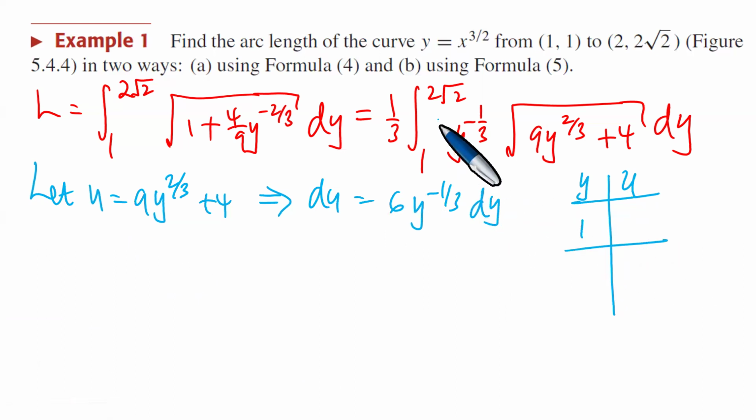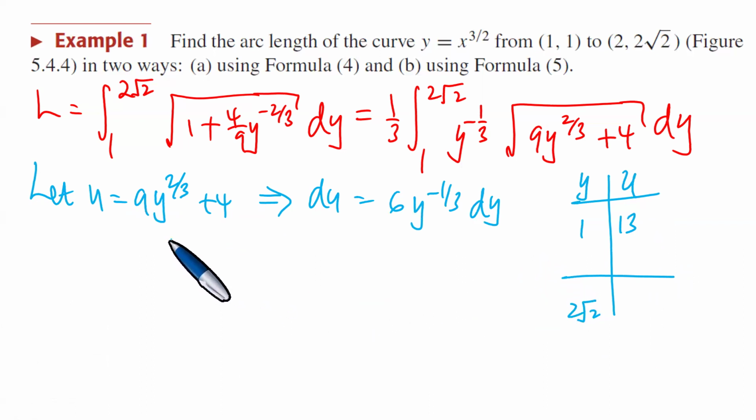Y is from 1 to 2 square root of 2. If this is true, then from 1 to 2 square root of 2, and the u, if you put y equals 1 here, it's going to be 9 plus 4. 9 plus 4 is exactly 13.